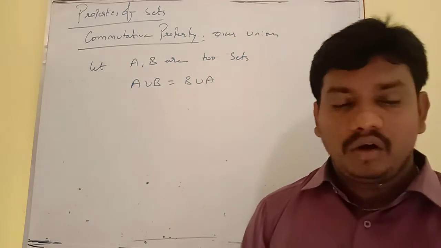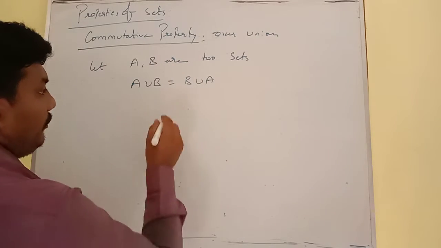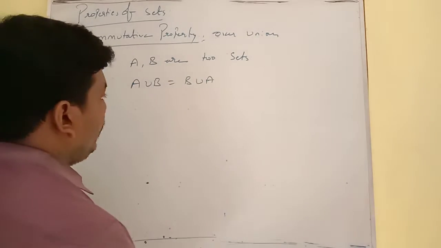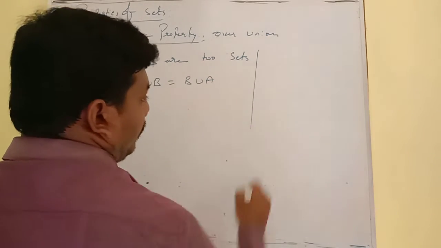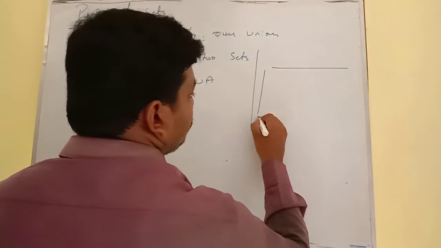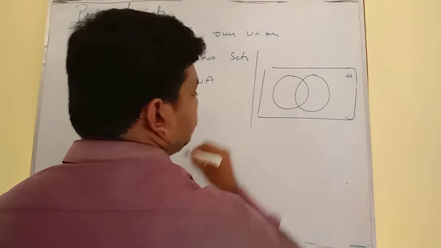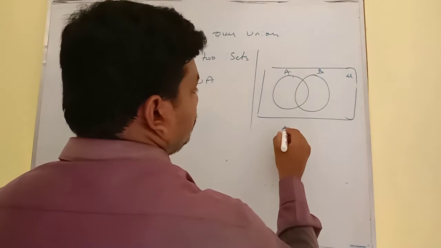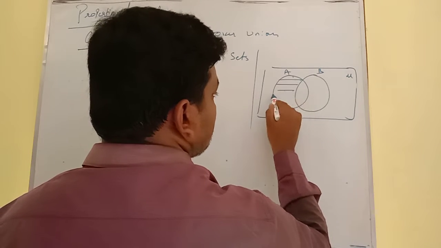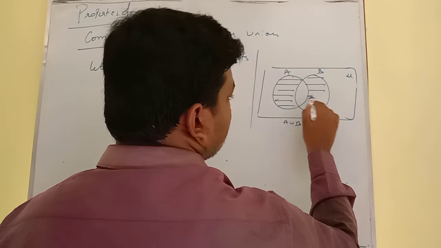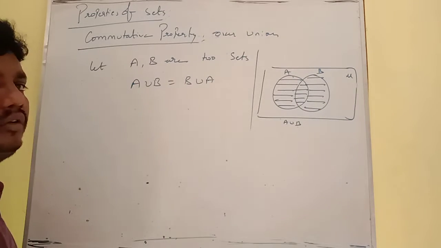To see A union B, we have to consider A union B and B union A using Venn diagrammatic format. This is the universal set, this is A and this is B. This is called A union B. A union B means what? All the A elements and all the B elements, and the A intersection B elements are considered only one time.